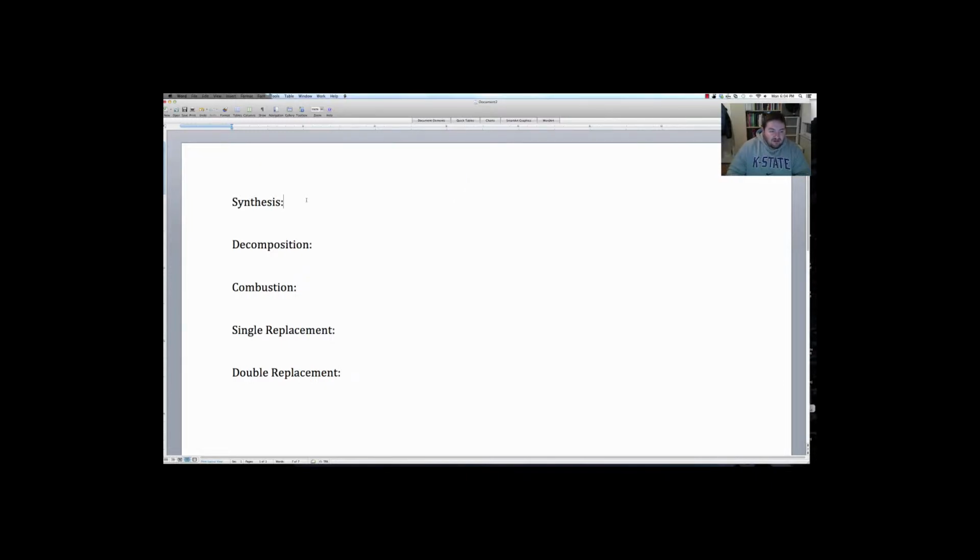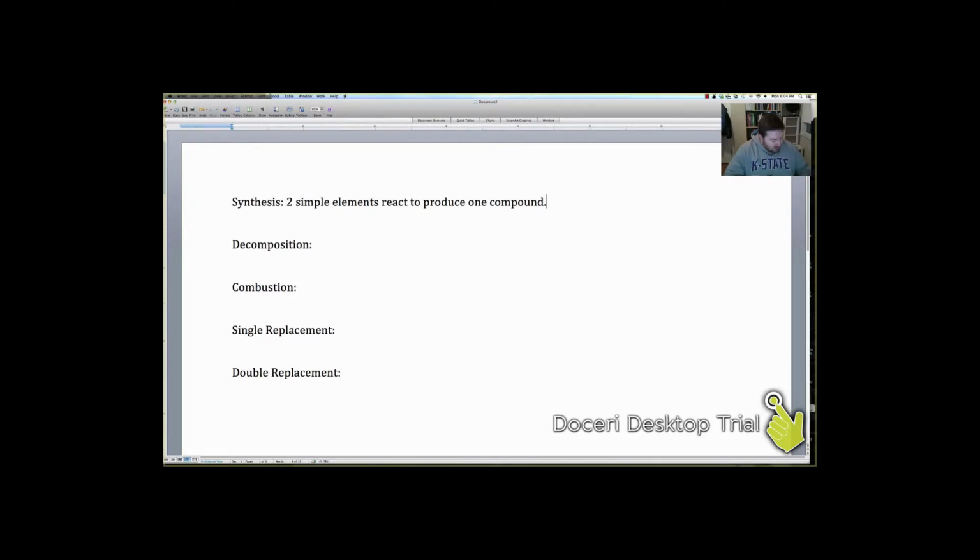So in a synthesis reaction, we're going to have 2 pretty simple elements that are going to react together, and they're going to produce one compound as the product. So we're going to take those 2 elements and hook them together and make one compound as the product. An example of that would be taking some copper, reacting it with some oxygen from the air, which is what happens on the Statue of Liberty, which is why she's green instead of that penny kind of brownish coppered color.